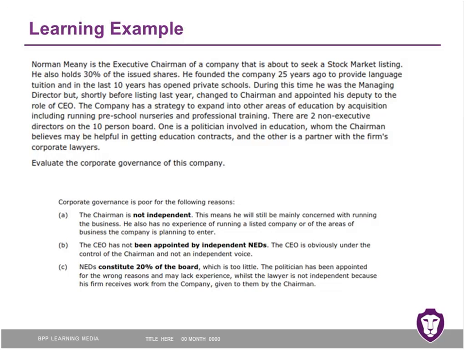Here's a little example about a chairman of a company. He holds 30% of the shares. He's been the owner of the company for 25 years. He was the managing director, but now he's promoted himself to the chairman, and he's appointed his deputy to the CEO. They've got a strategy. They've got two non-exec directors on a 10-person board, and they're described. And this is typical of the sort of short answer question you might get in the exam. Evaluate the corporate governance of this company.